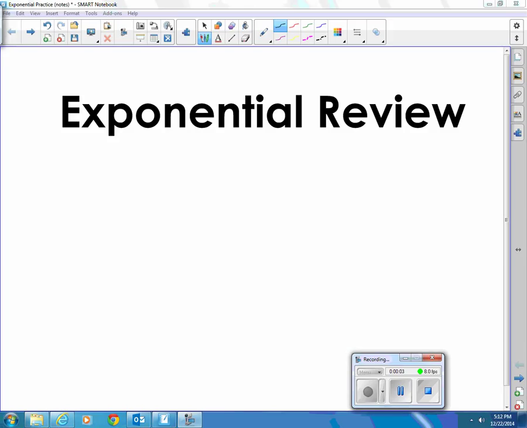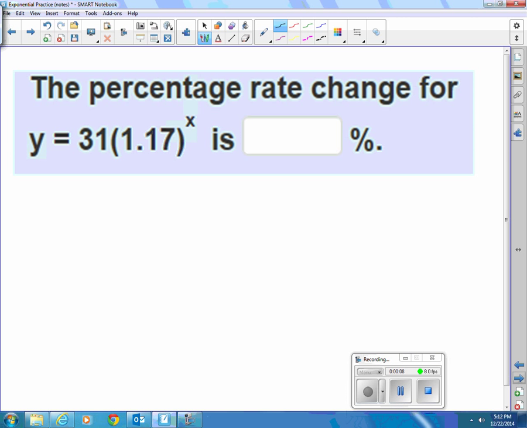This video clip is a quick review of exponential equations just to get it fresh in your mind. The percentage rate change for y equals 31 times 1.17 raised to the x is 17%. So 0.17 larger each time, 17% larger each time we multiply.